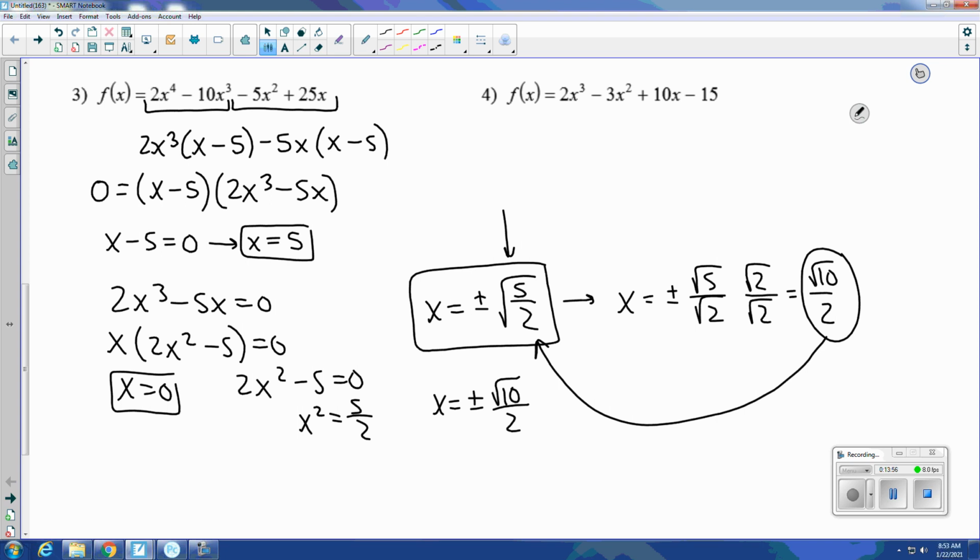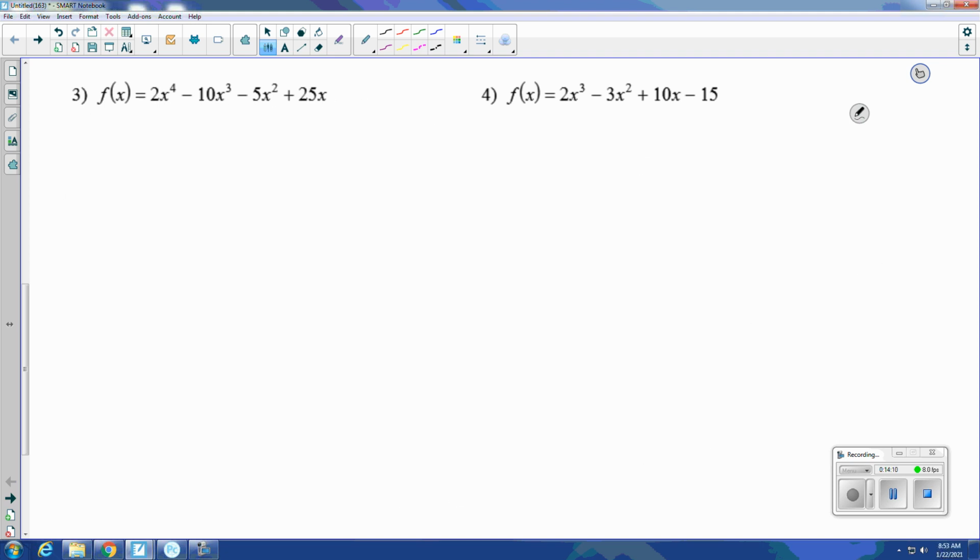So we were looking for 4 complex solutions. Did we get all 4? We have plus or minus square root of 10 over 2. That's 2 of them. 5 and 0, there's our other 2, for a total of 4. So that's using grouping to find solutions to the polynomial.